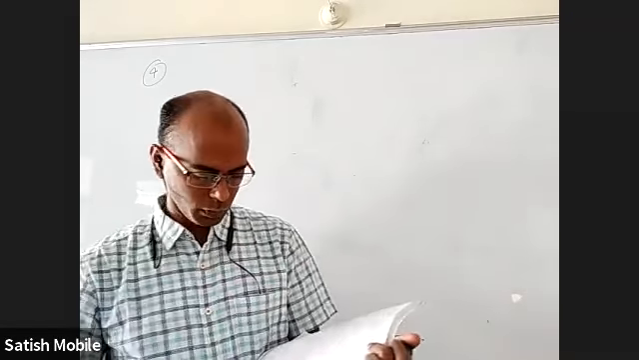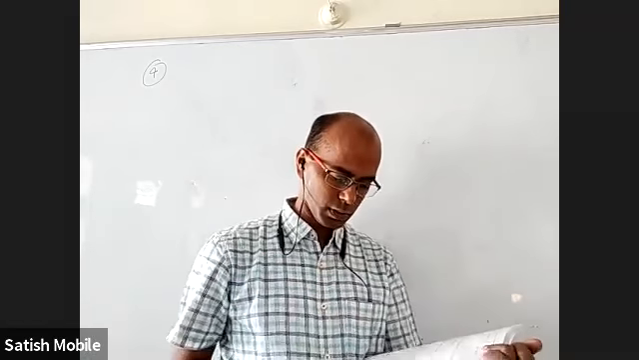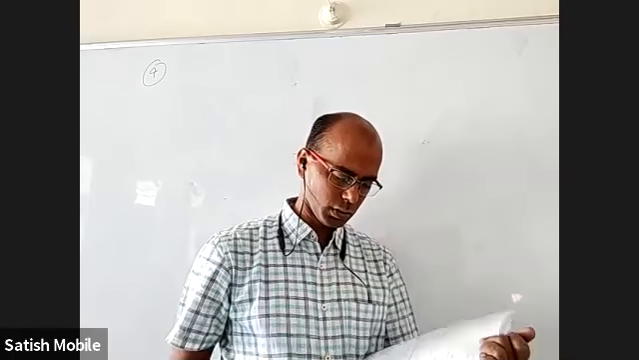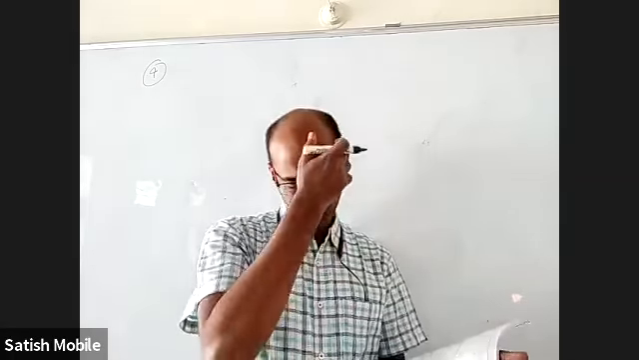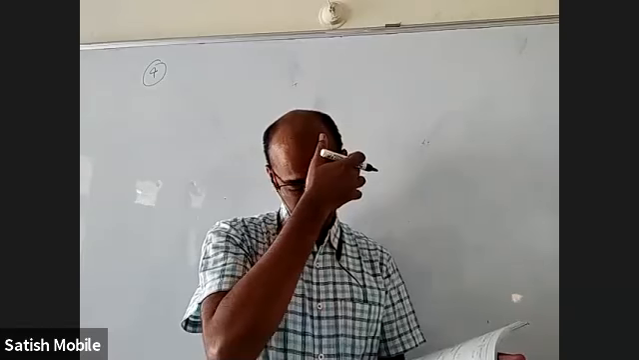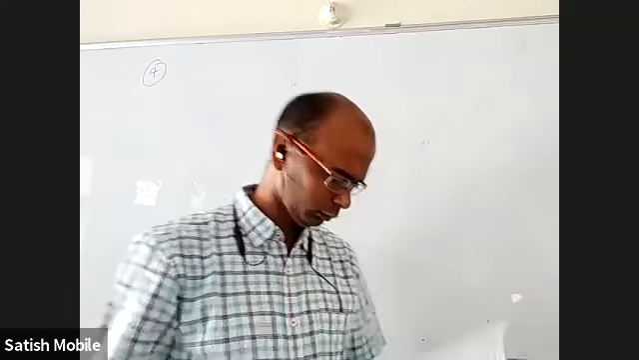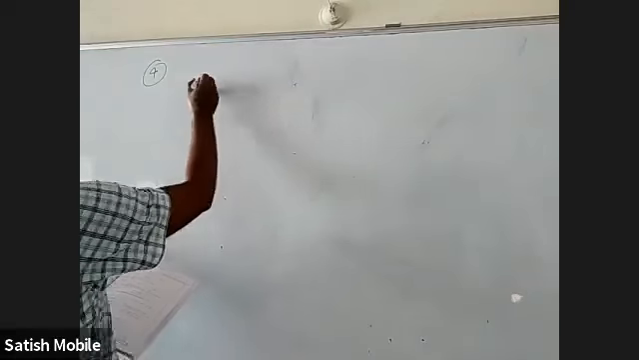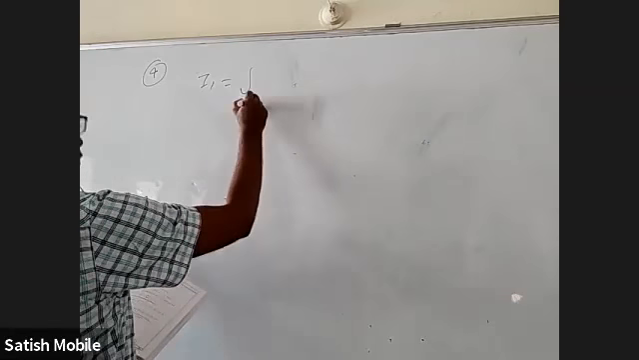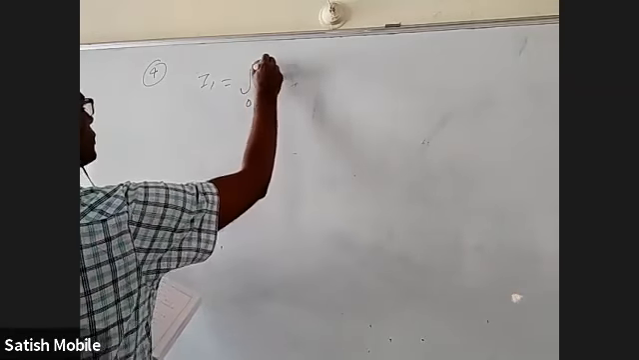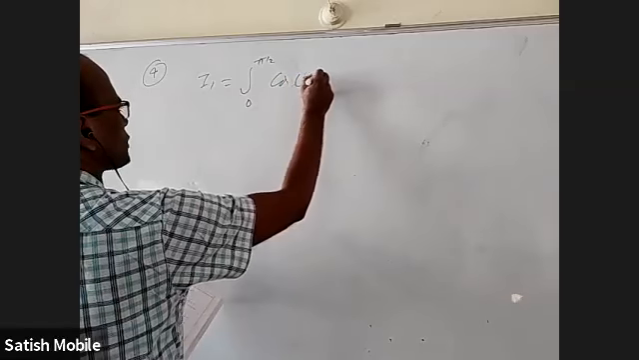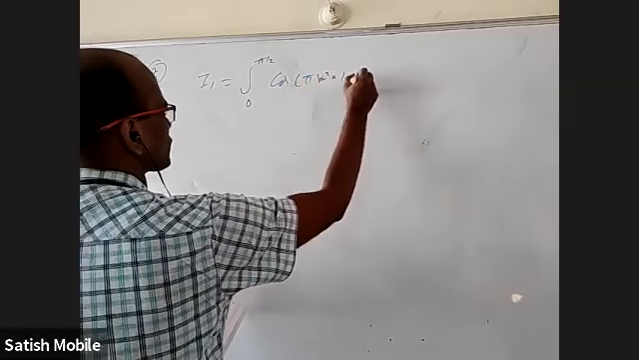It's A, B, C. So I1 alone is 0, I2 plus I3 is 0, and I2 and I3 are equal. Okay, I1 is integral 0 to pi by 2 cos pi sine square x dx.